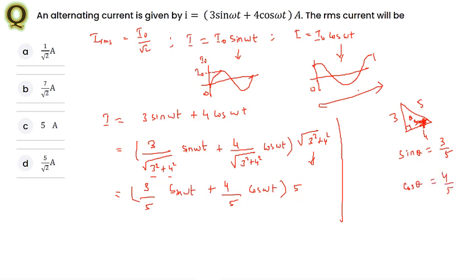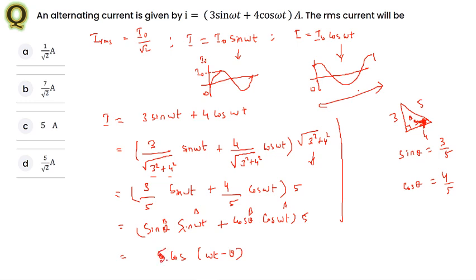Now instead of 3 by 5 and 4 by 5 you can write sin theta sin omega t plus cos theta cos omega t, so this one is multiplied by 5 over here. From sin a cos b plus cos a sin b, what you are having here is cos of, I'm sorry, cos of a minus b. If you take this one as a and this one as b, so what you are having is cos of a minus b, that is omega t minus theta, and here you are having that phi value.